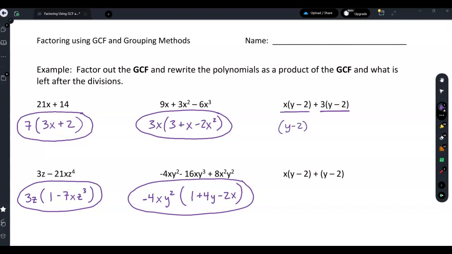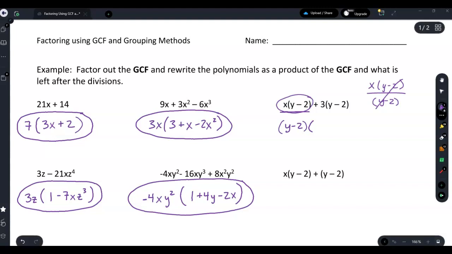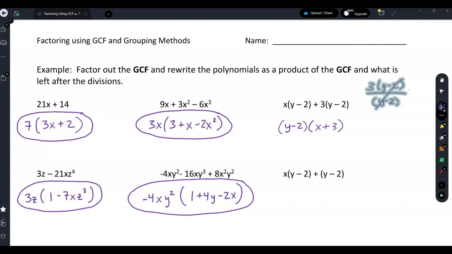So what we've been doing each time is factoring out what they have in common. We've been writing that out front, and then in parentheses after that, we've written what's left, right? So think of this as just division again. If I take this first term, x times y minus 2, and divide it by my GCF of y minus 2, y minus 2 over y minus 2 is just 1, right? It cancels. And 1 times x would just leave me with x. And I'm going to do it very similarly here. If this is 3 times y minus 2 and divided by y minus 2, it's just going to leave me with 3. So it's a little different, but it's the same idea.